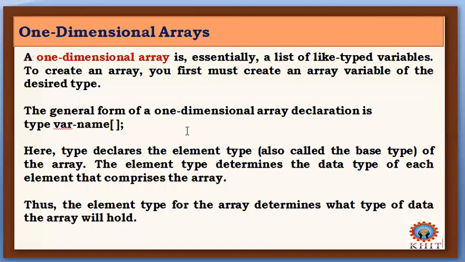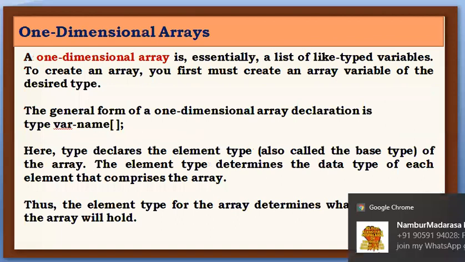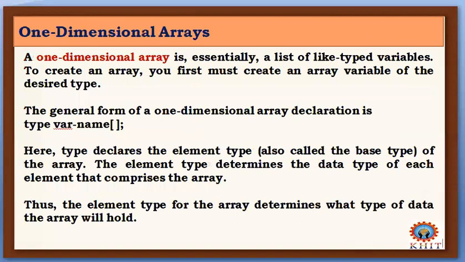That's what I told you: we first learn the one-dimensional array, then we go with two-dimensional and three-dimensional arrays. A one-dimensional array is essentially a list of like-typed variables. To create an array, you must create an array variable of the desired type. That is the declaration of an array. How can I declare the array?